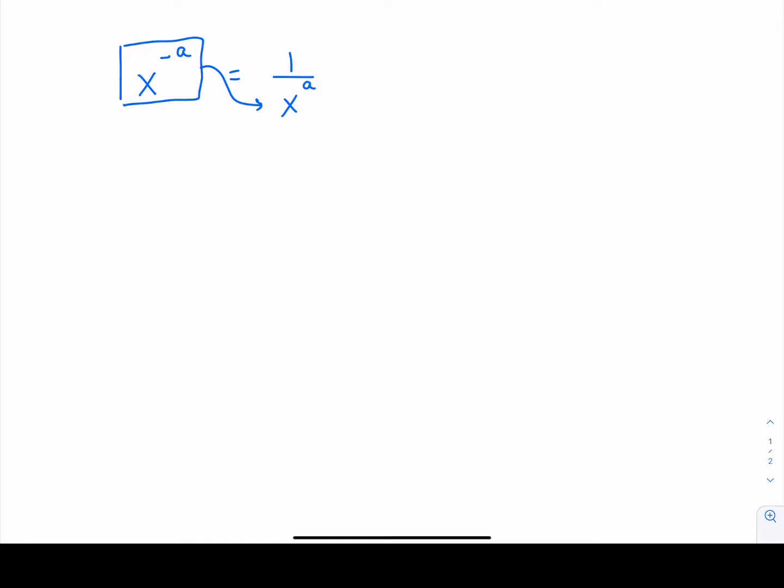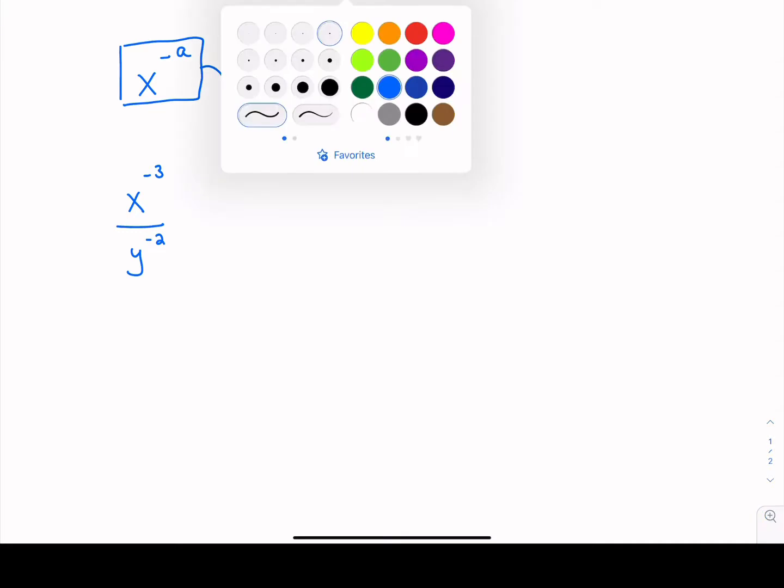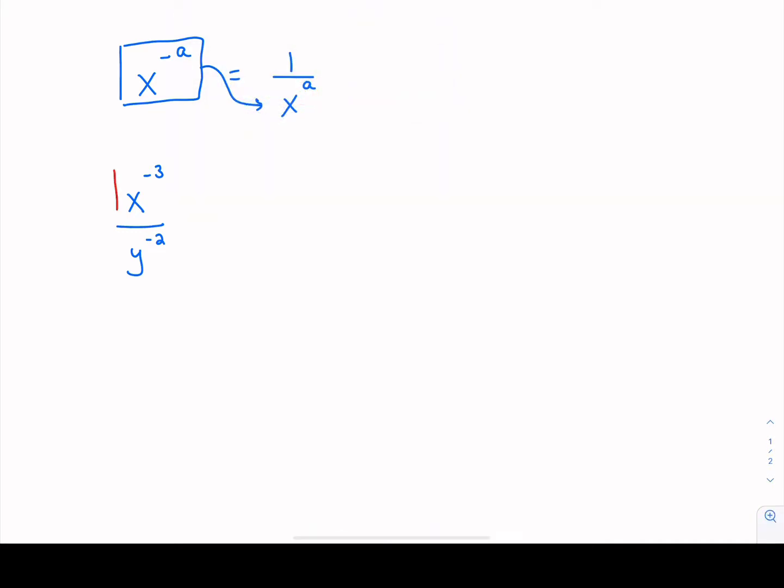So if I had a different example, let's say we had x to the power of negative 3 divided by y to the power of negative 2. When I look at these two terms, I can't put the x's and y's together because the bases are different, but I'm going to highlight the things that need to be moved. X to the power of negative 3 is in a bad position because it has a negative exponent. Y to the power of negative 2 is not simplified either, again, because it has a negative exponent.